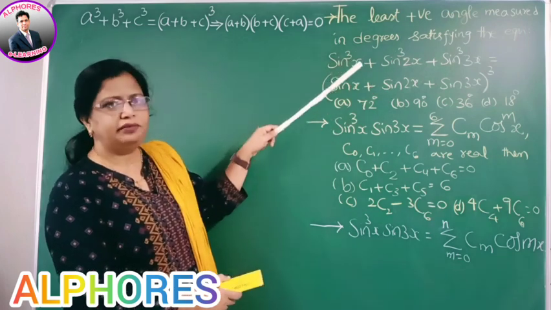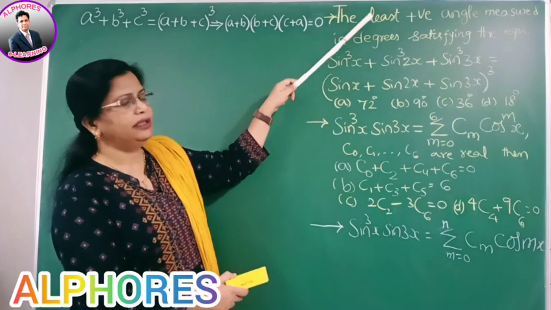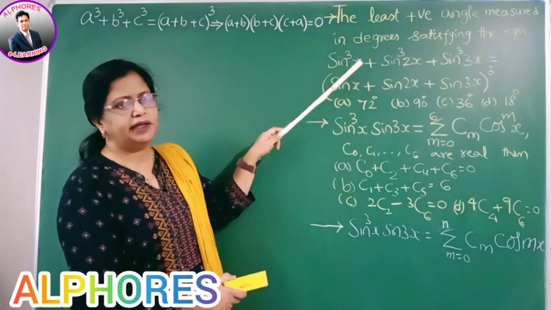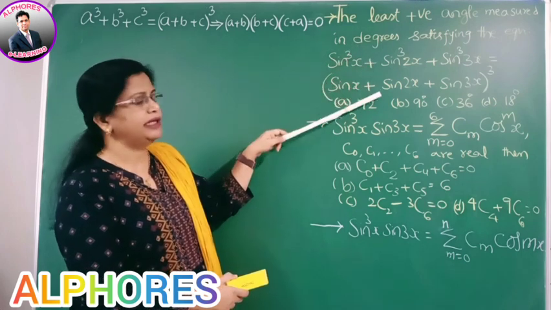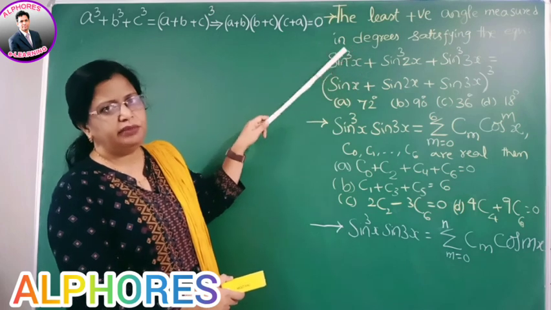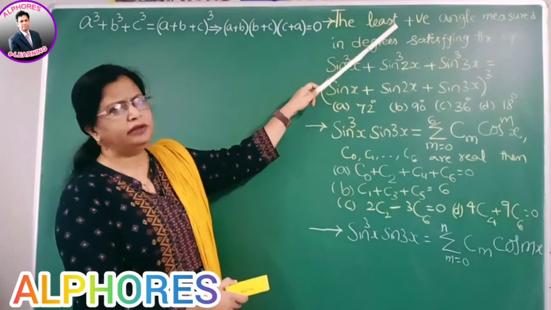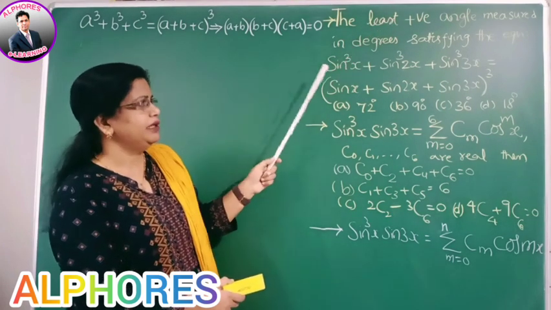Now if this equation is satisfied, the question is, what is the least positive angle which can satisfy this kind of equation? That means maybe this equation is satisfied by an infinite number of values. Among all of them, they are asking about the least positive value. Okay, now let us check here.